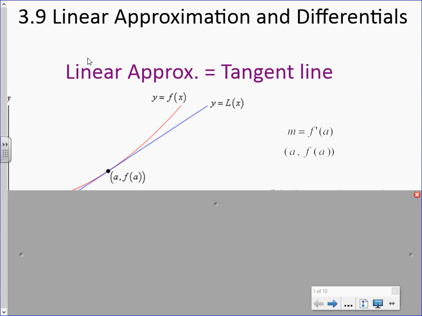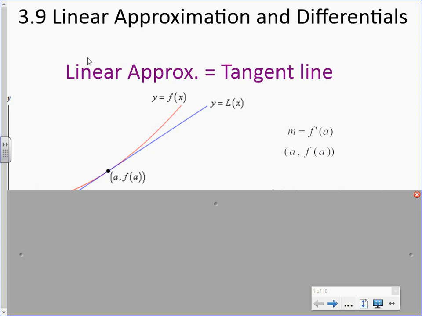Now, if I were to draw a tangent line to a curve, okay, so I have this red curve, y equals f of x, and I have this tangent line in blue, and I'm going to call that tangent line L, L for linear approximation, okay? So let's talk about what we do to create a tangent line, okay? First of all, we find that our slope is the derivative, right? So our slope is f prime of that value. In this picture, it's a. And then we have the coordinate a comma f of a.